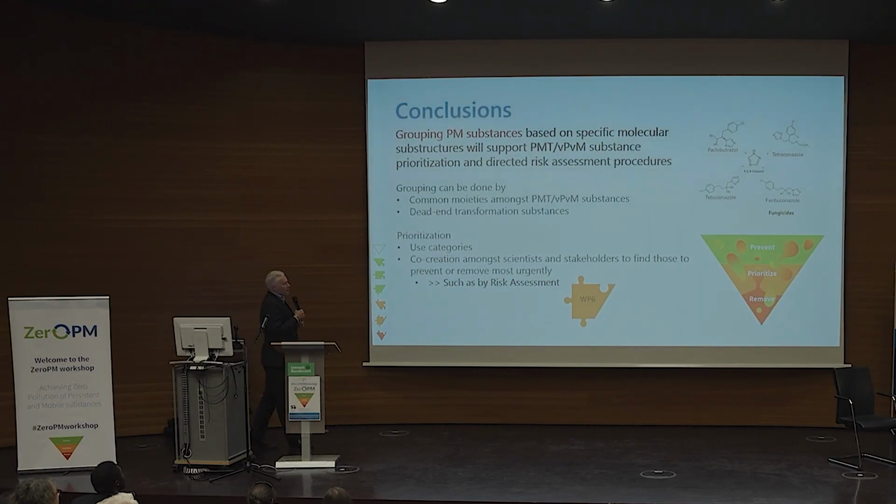So, this is all I'll just conclude for now, and this will all lead us up to the discussion cafe. That grouping PM substances based on specific molecular substructures will support PMT and vPvM substance prioritization and directed risk assessment procedures. Grouping can be done by common moieties amongst PMT and vPvM substances and dead-end transformation products.